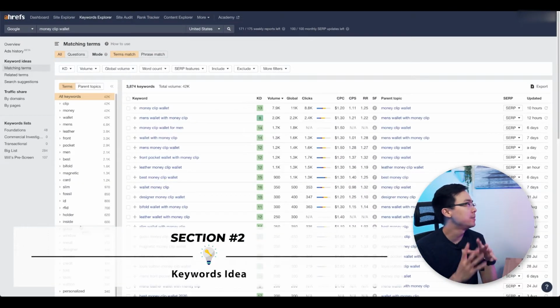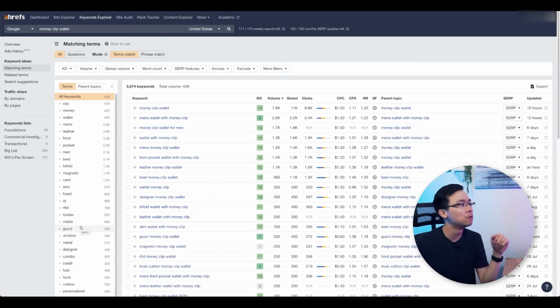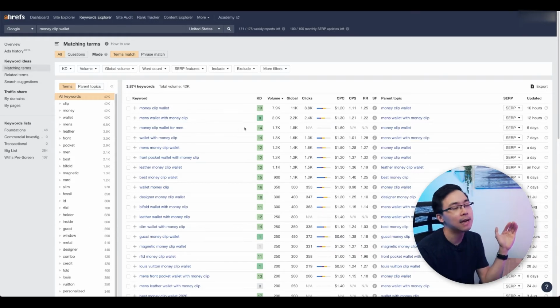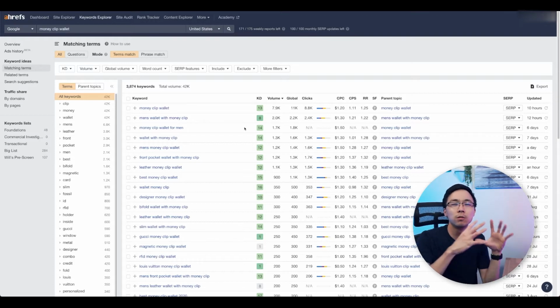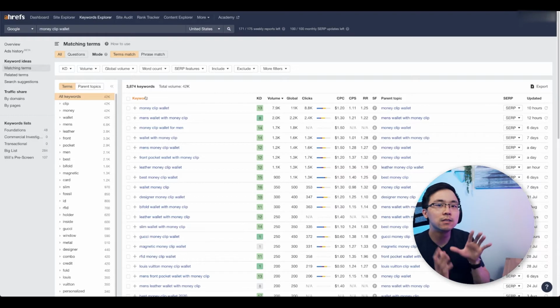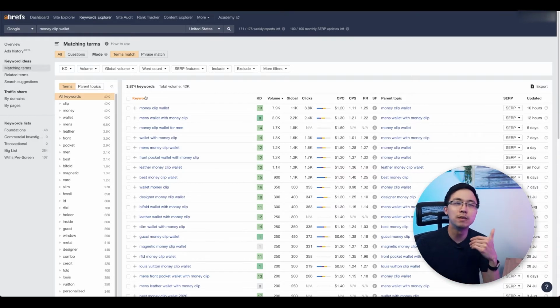And then from here, you're going to be taken to the matching terms section. And the matching terms section is really helpful because this essentially is going to give you an overview of phrases that really closely match the particular phrase that you are looking for. So in this case, I have money clip wallet. And so what you can see is all the phrases that might have some sort of derivative phrase that's really close to my original phrase on money clip wallet. And what I can do is sift through these results to look for the phrases that would be much easier for me to rank for as a newer site.